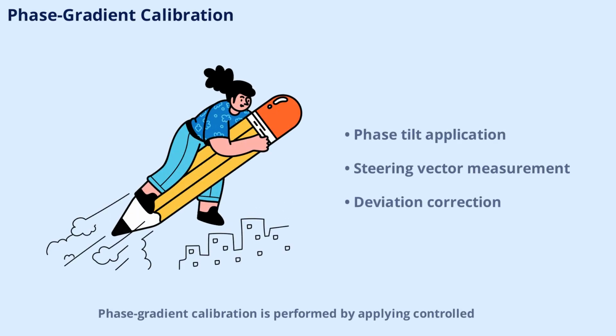Phase gradient calibration is performed by applying controlled phase tilts and measuring the resulting steering vectors. Deviations are corrected to within 0.5%, ensuring that the craft can execute precise maneuvers. This calibration is essential for both solo and fleet operations, maintaining alignment across all phase tilt nodes.